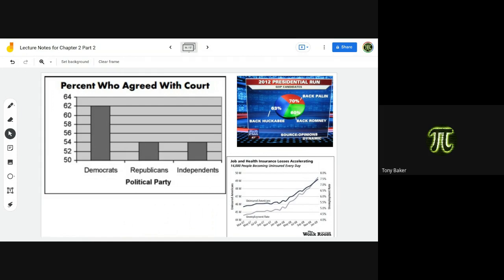And you see this a ton. When you're looking at graphs, especially bar graphs, they do this a lot, so look at the numbers on the side. Don't just look at the bars. Okay?